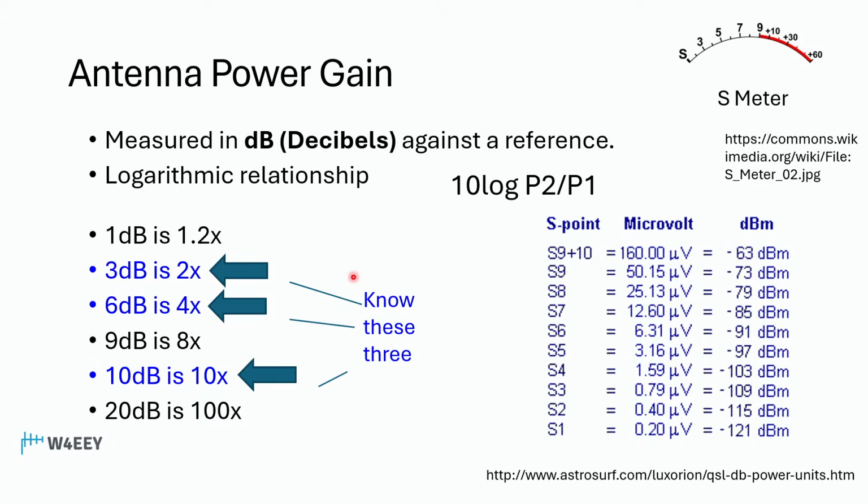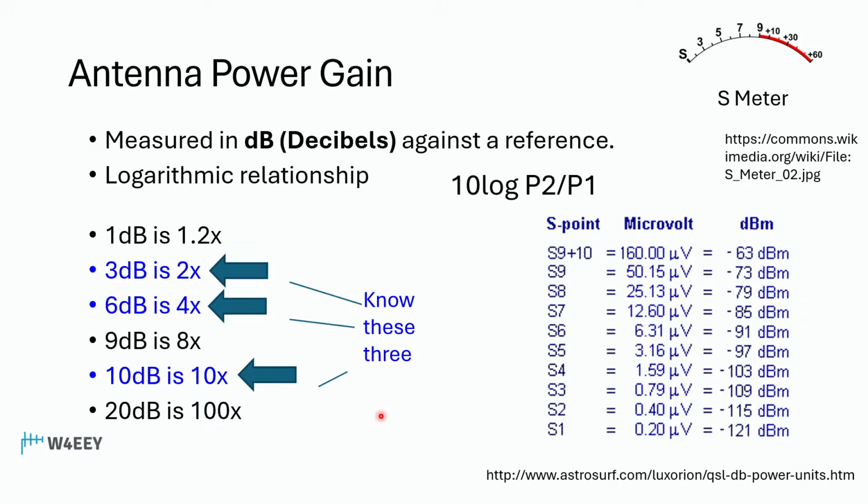For power gain, 3 dB is 2 times the power. So with an antenna with 3 dB of gain and you feed it with 100 watts, it would be like feeding 200 watts to a dipole, for example. Or 6 dB is 4 times, and 10 dB is 10 times. So these are the ones that I want you to be aware of.